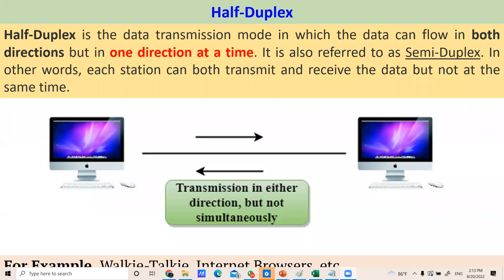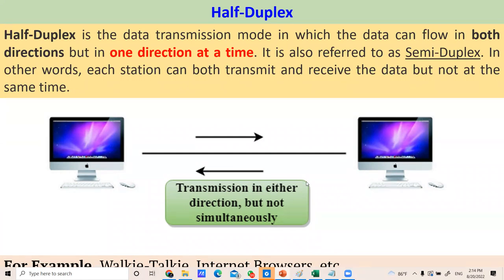Then you have to wait until loading the page. Right? While loading the page, you will not be able to give in any other data. You have to wait until it opens. That means it allows transmission in both directions, but not at the same time. Therefore, internet browsing is a good example for half duplex.